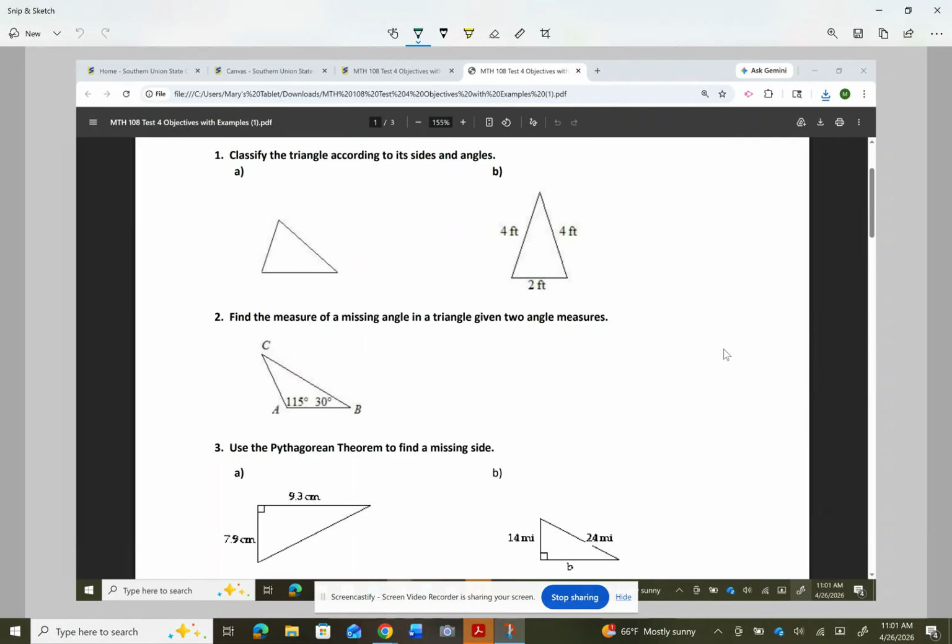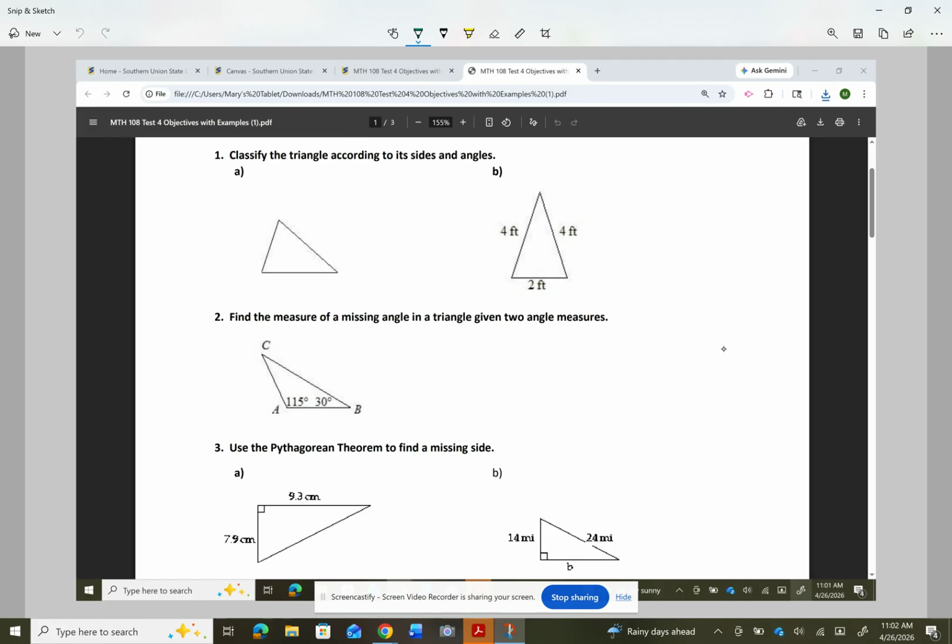All right, in this video, I'm going to be looking at the review for the in-class test 4 that we're taking on Monday and Tuesday. So problem number 1 deals with trying to classify a triangle according to sides and angles.